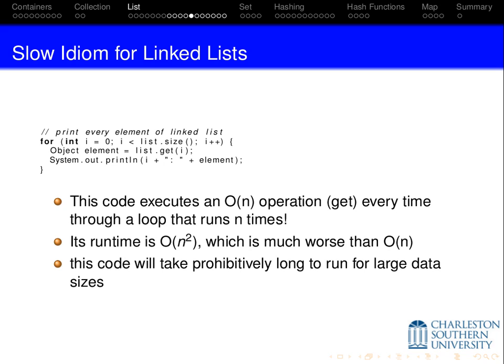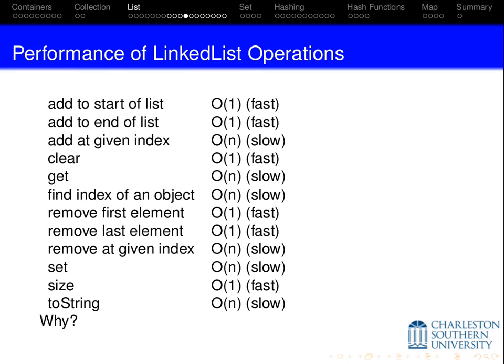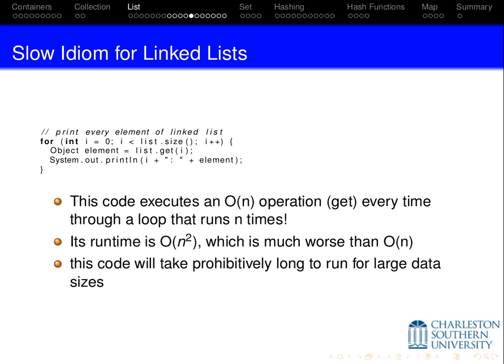But what's the big O of get on a linked list? It's O of n, right? So every time you call get, it's O of n, and you're calling get n times, so it's really O of n times O of n, which is n squared, which is much worse than O of n. So in other words, this code will take prohibitively long to run on large data sizes.